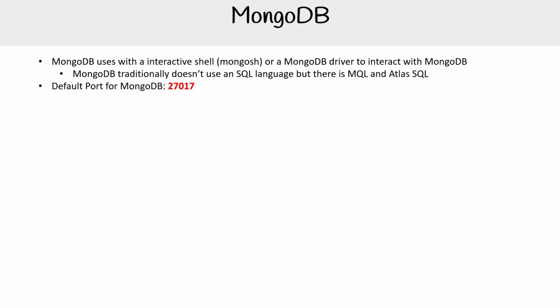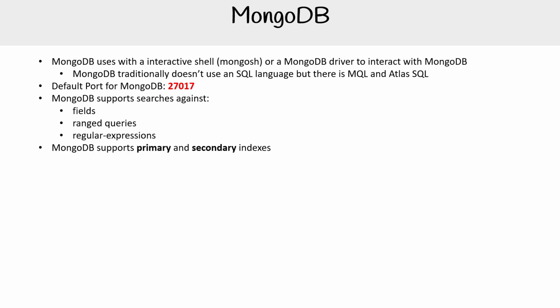The default port is 27017. There is another port, 27018, depending on whether you're using plus SRV as your connection. MongoDB supports searches against fields, range queries, regular expressions. It supports primary and secondary indexes.